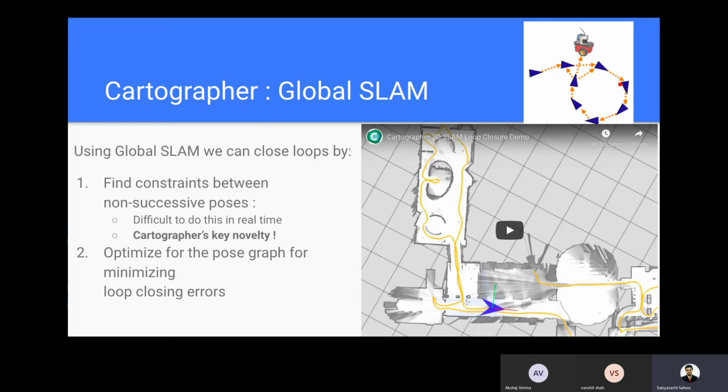And what kind of thresholds should we consider to see if the match in the environment of two poses is valid for adding a constraint or not. All these things are what we'll be discussing next.